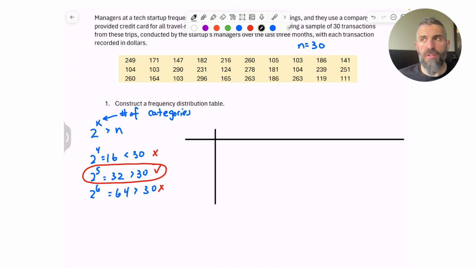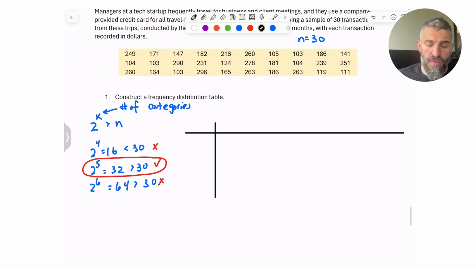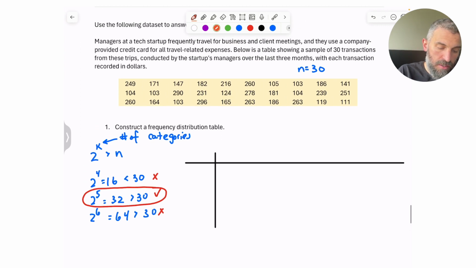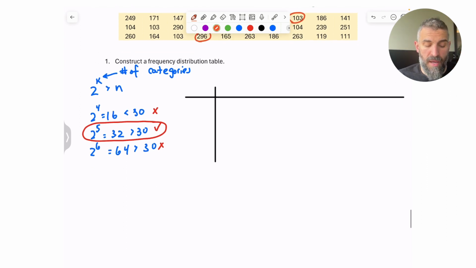Now the next question is, well, what are my categories? Is it 0 to 50, 50 to 100, or what do I do? Well, what you want to do here is identify, first of all, your max and your min. What is your highest and lowest point? So these numbers are not in order, so this will be a little bit challenging. So I see 290 there. I see 296, so that's higher. Do I see anything in the 300s? No, great. And then the lower end, I see 103. I don't see anything less than 103. Okay, so 296 and 103 are my max and my min.